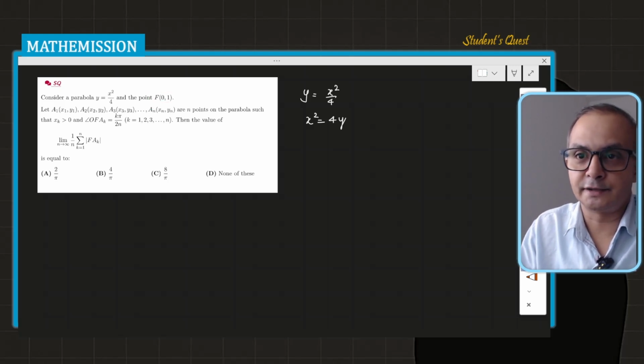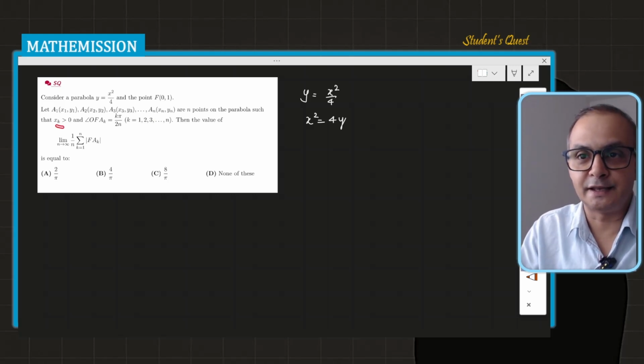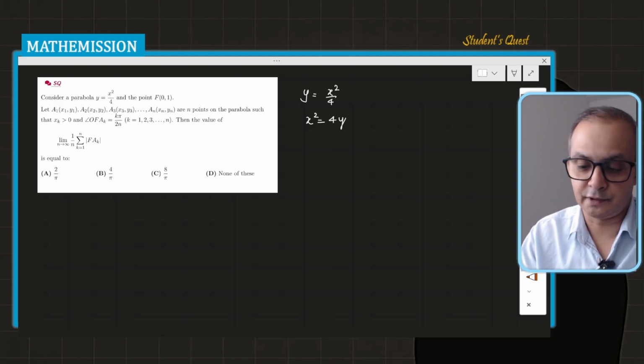And there is a series of points: A1 is (x1, y1), A2 is (x2, y2), A3 is (x3, y3), up to An (xn, yn), which are n points on the parabola such that each x coordinate is positive. And the angle OFAk, the angle made by the points connected from the origin, the focus and the particular point on the parabola, is kπ/2n, where k goes from 1 to n.